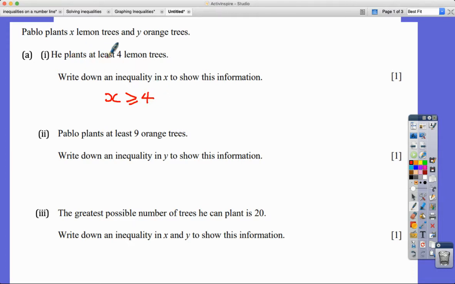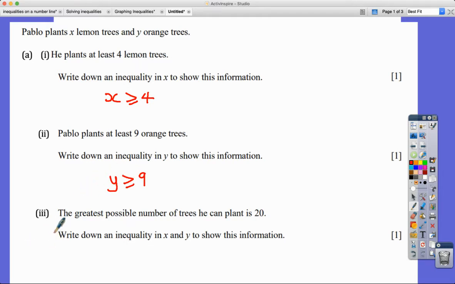Okay, let's read it back. He plants at least 4 lemon trees. So the least value is 4 or greater. Okay. Pablo plants at least 9 orange trees. So same idea. Write an inequality in Y to show this information. Y is the number of orange trees. So the value of Y, if there's at least 9 of them, is greater than or equal to 9.